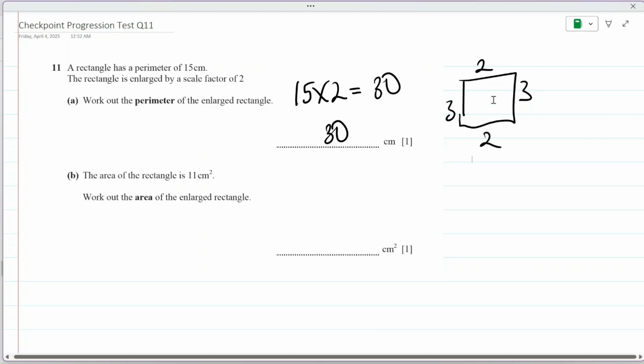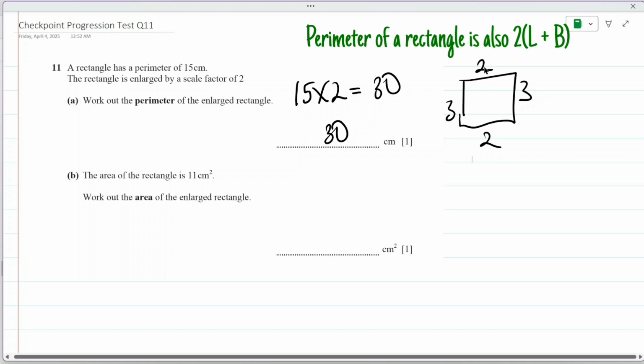Opposite sides of the rectangle are equal. Perimeter means adding all the sides. So you have 2 plus 3, that's 5. 5 plus 2, that's 7. 7 plus 3, that's 10.